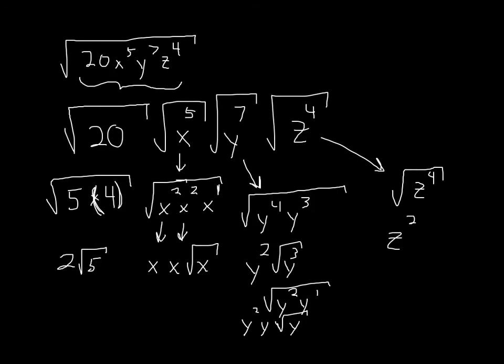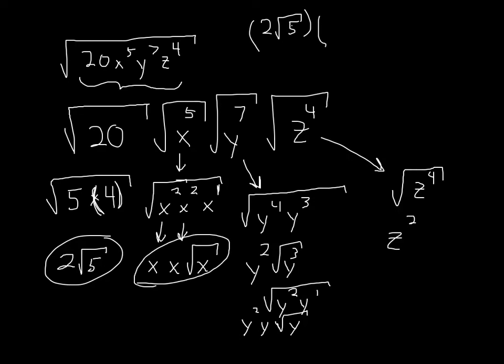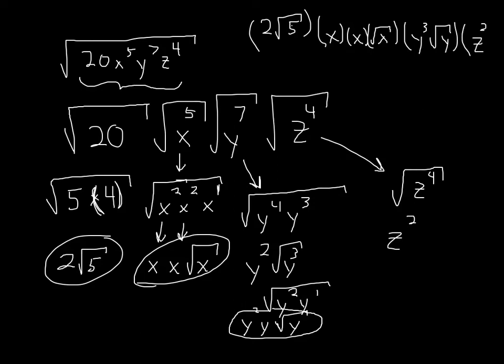And now I can combine them all to get my final answer. So I'm going to combine 2 times square root of 5, 2 square roots of 5, times x times square root of x, times y squared times y, which is going to give me y cubed times the square root of y, and then times a z squared.